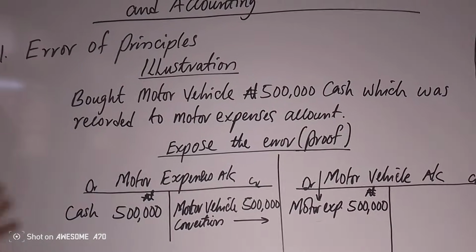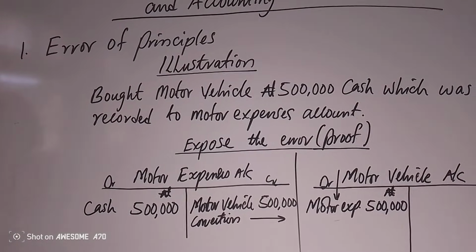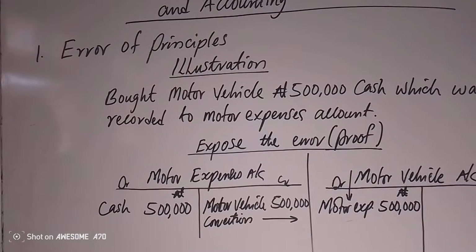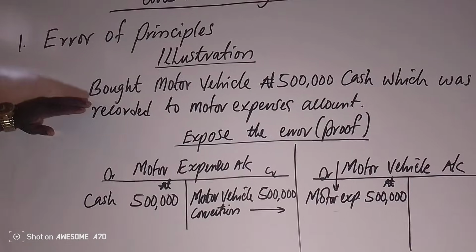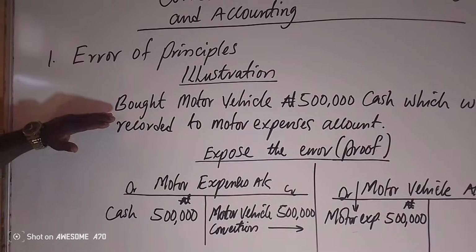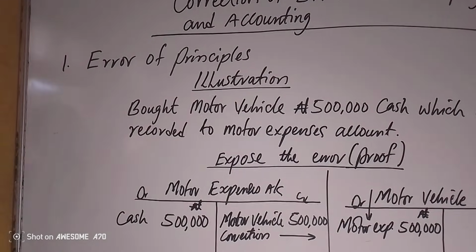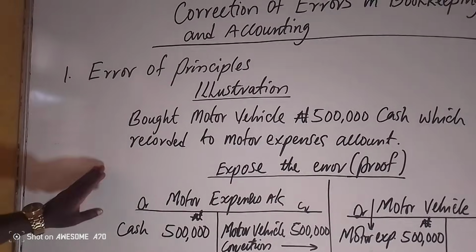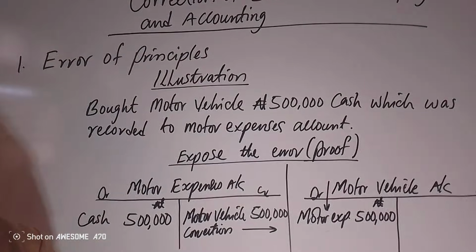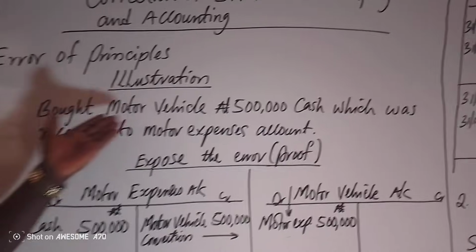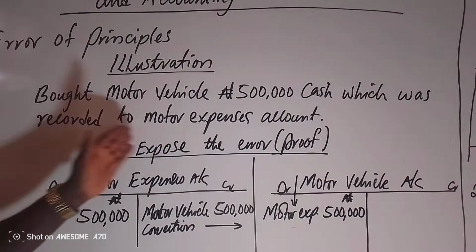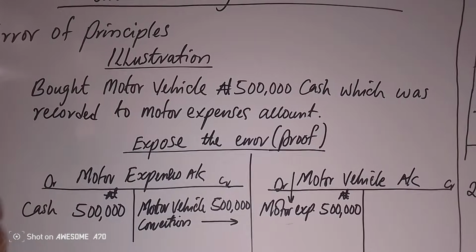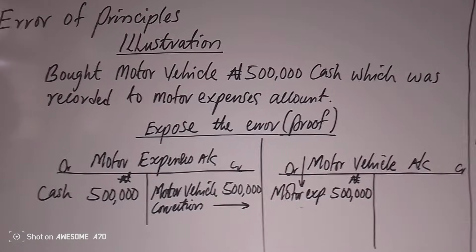And let's see how error of principle is corrected using the journal proper. Let's look at an illustration quickly. Now here, on a given date, we have bought motor vehicle 500,000 cash, which was recorded to motor expenses account during the accounting period. It is an error.